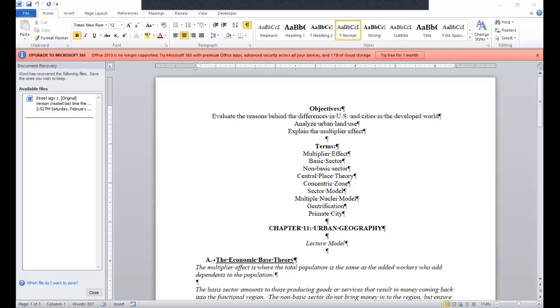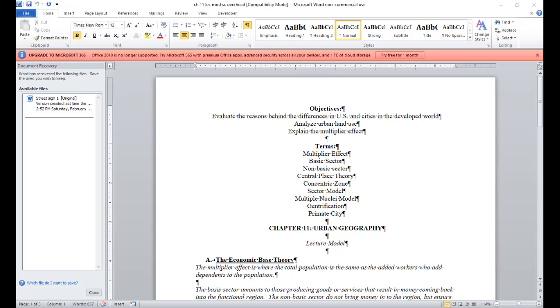Some of your heads up terms: the multiplier effect. This is the added workers plus their dependents. Your basic sector, the producers, the people bringing money into the region. Your non-basic sector, these are folks that are servicing that basic sector. They're not really bringing folks in, but they're ensuring that the region is working, okay? The central place theory, this is where goods and services are produced.